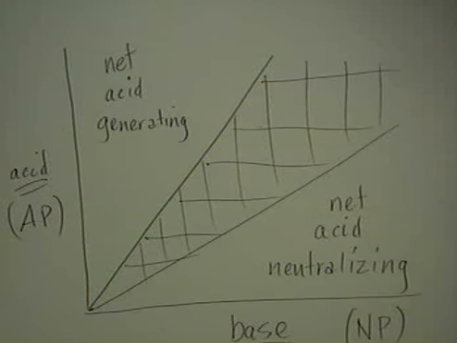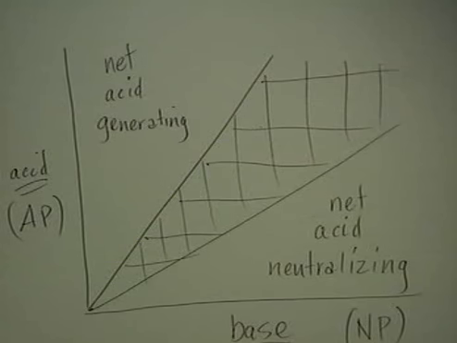There is a diagram that I just threw over on the Elmo that might help out with this. On the vertical axis, I've shown in crude words here the acid production potential, and then on the horizontal axis, I've shown the base potential or the neutralization potential. And then I just threw on a couple of lines.